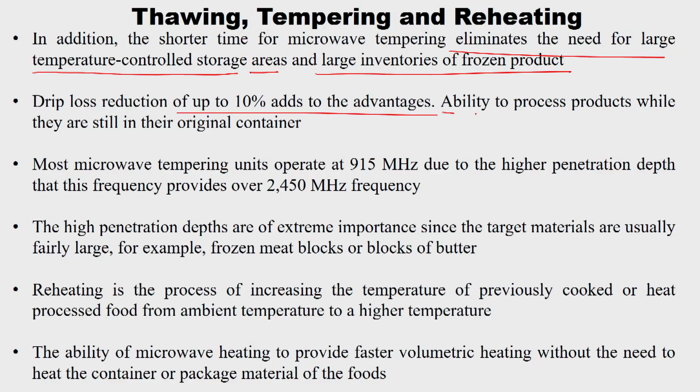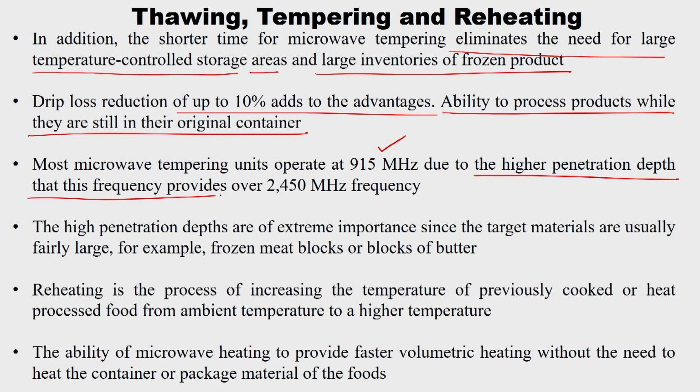The drip loss reduction of up to 10% adds to the advantage when it is done by microwave. Ability to process the products while they are still in their original container, we already discussed, right, we need not remove the packaging material. Most microwave tempering units operate at 915 megahertz, not the domestic frequency, due to the higher penetration depth that this frequency provides. So, 915 provides higher penetration depth, that is why we do not use it for domestic cooking, because the quantity to be processed there is not that large, right.